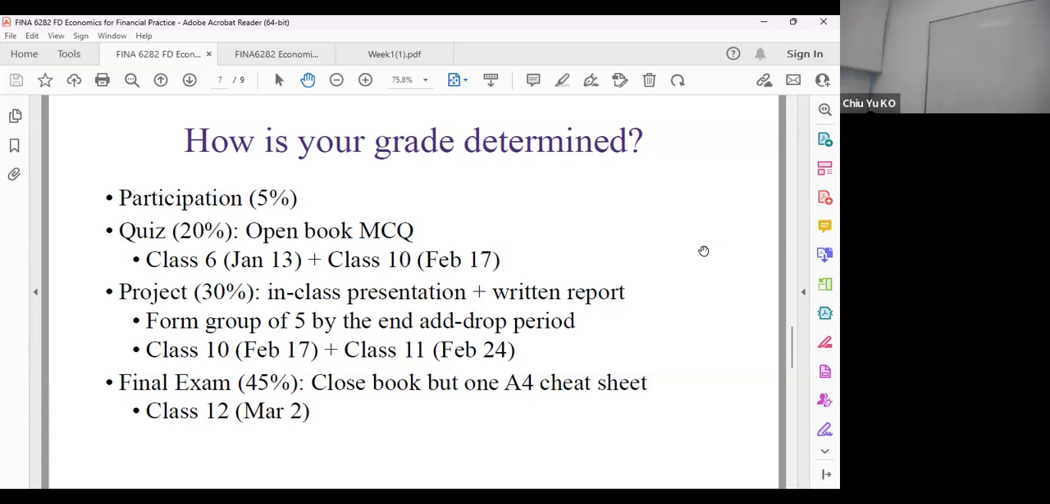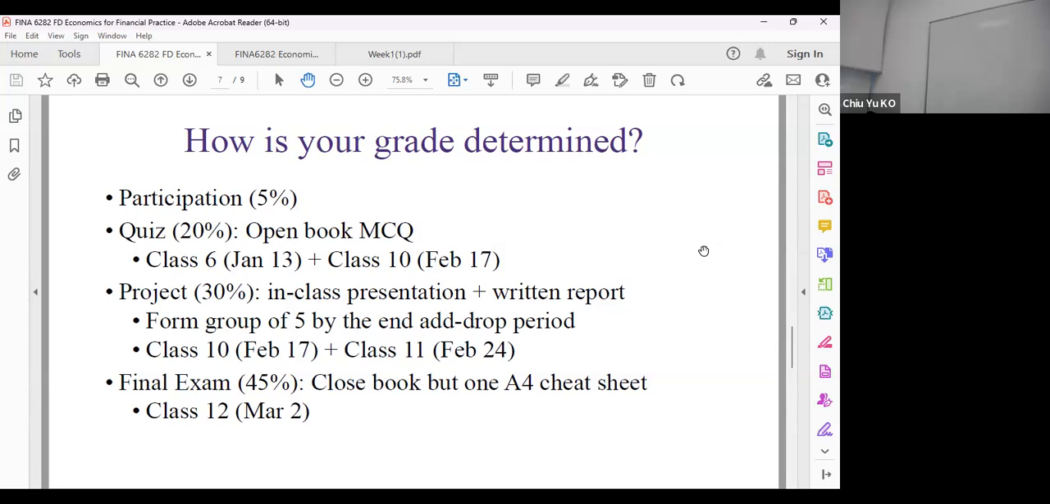Because I think this is more like a part-time course, right? So I guess it's better for me not to talk a lot because maybe you're tired, right? After 5 days of work and probably on Saturday you come to school, then probably you want to be a little bit more relaxed. So I will encourage some participation.